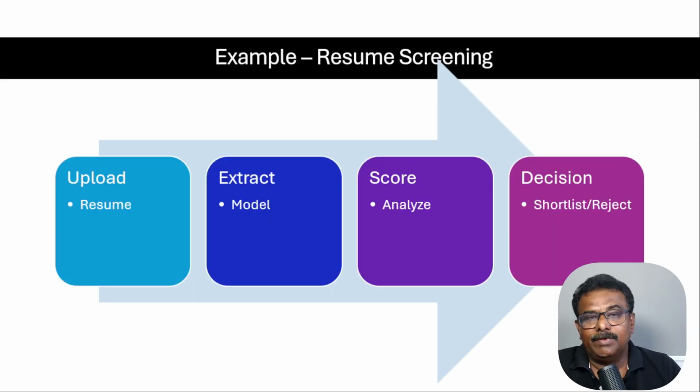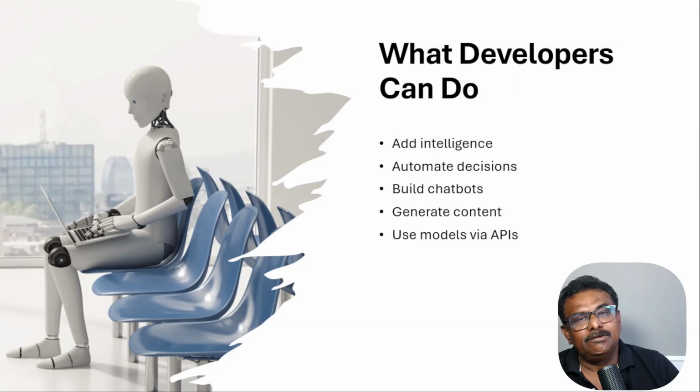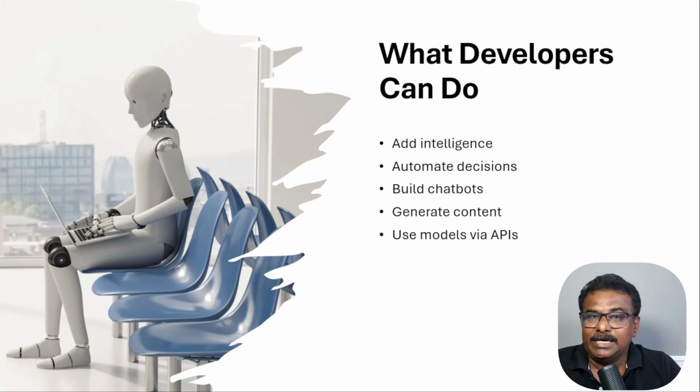For example, let us take a resume processing application. We upload a resume. The model extracts the key information from the resume and does a scoring. Based on that scoring, it takes a decision as rejected or shortlisted. So as a developer, what can you do with this model? With this model in an AI-based application, we can implement intelligence.